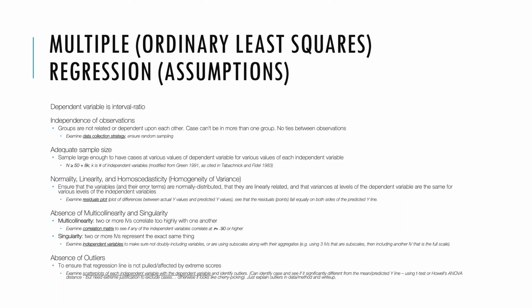And then finally, absence of outliers. You want to make sure that the regression line isn't being pulled towards outliers, especially if you're modeling something like income, which always has outliers, right? It's going to be pulled towards those outlying cases. You can examine the scatter plots of each independent variable with the dependent variable to identify outliers, but you have to have extreme justification for removing cases. You don't want to seem like you're cherry picking data.